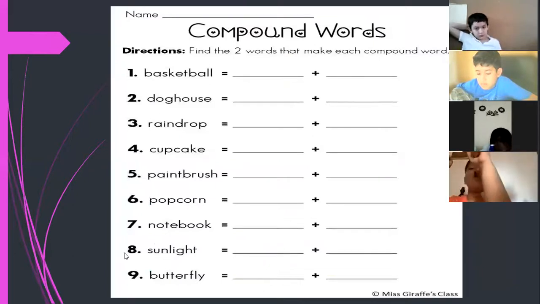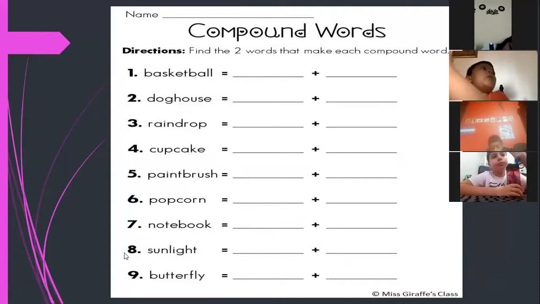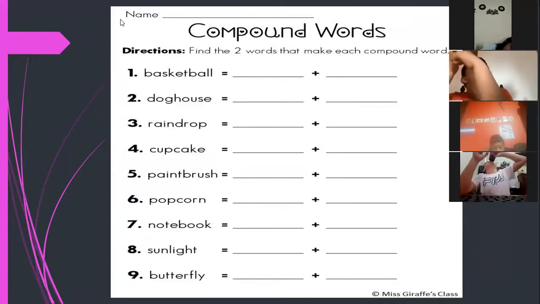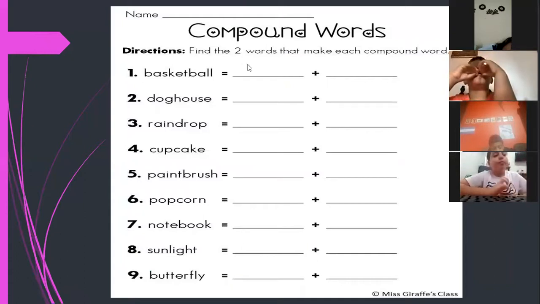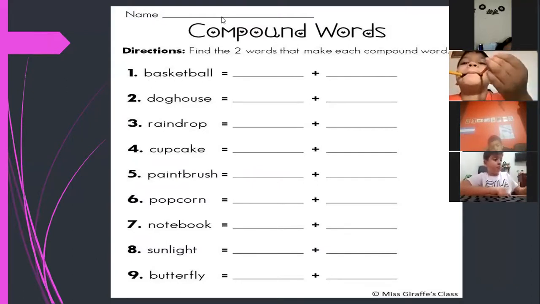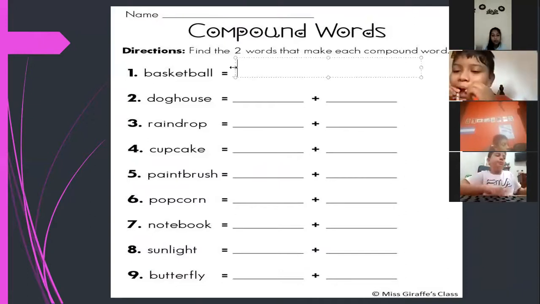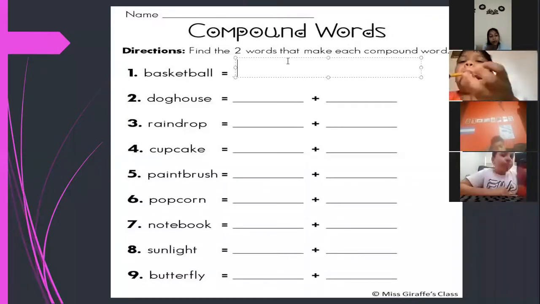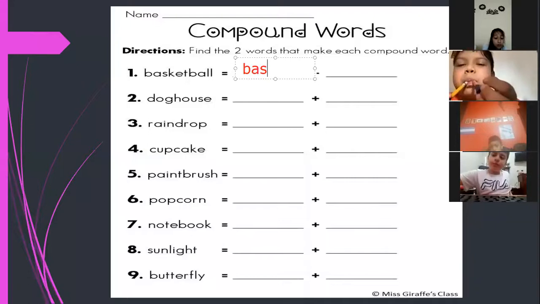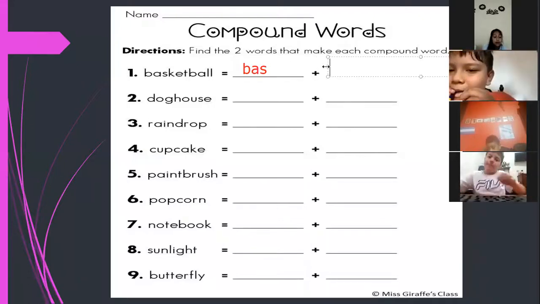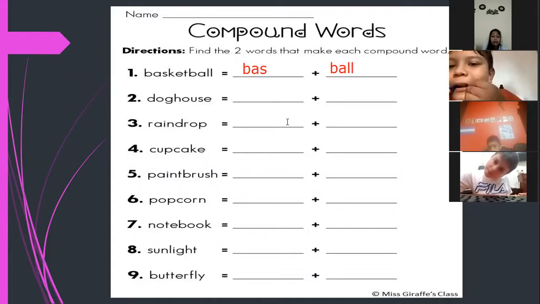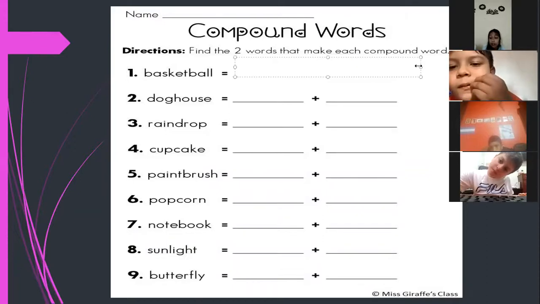As I said at the beginning, a compound is made up of two words. What are the two words in this compound? Bass and ball. Do you want to participate? Basketball. Basket, not bass. It's basket and ball. It's not bass and ball.